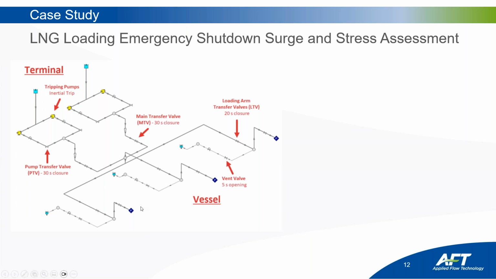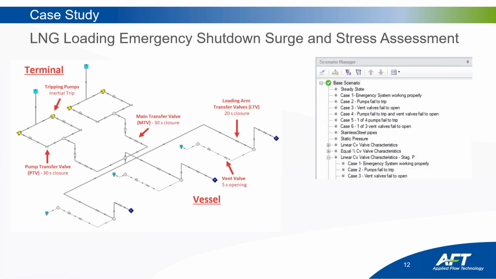And so they had their loading arms ending at these control assigned pressures for the ship that they're filling, as well as a relief line during emergency situations. And they also took advantage of our Scenario Manager, where they were able to quickly apply these different situations, such as the system working properly, all pumps failing, all valves failing, maybe just one pump failed, maybe one vent failed.